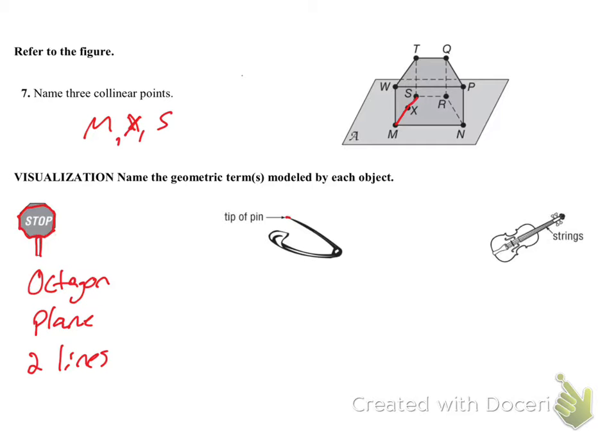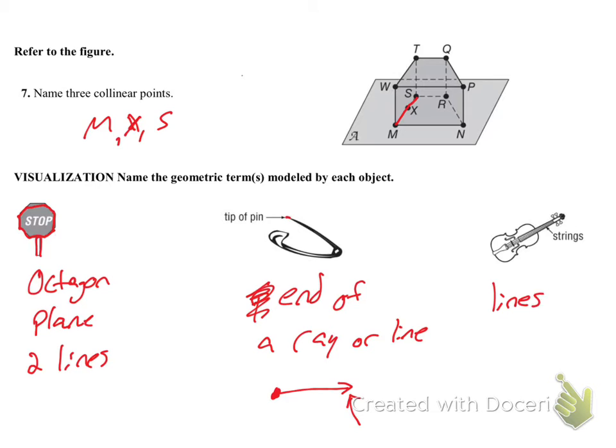The tip of a pin, so this point right there, I would probably say that is the end of a ray or line. So for example, if that's your ray, this would be the tip of the pin right there. And then the strings are lines or maybe line segments. Lines, maybe segments, possibly rays. But that is it.